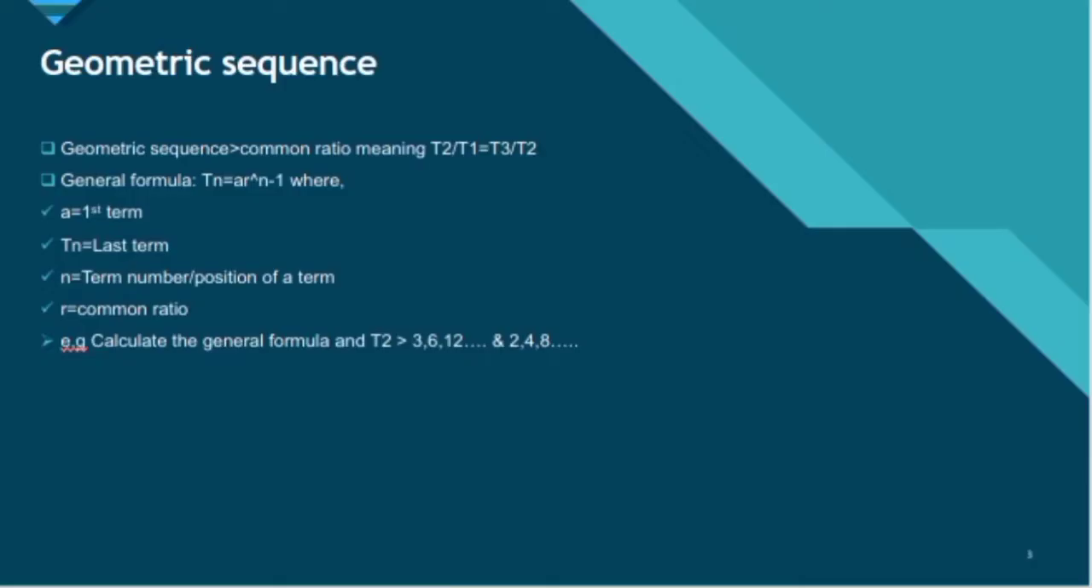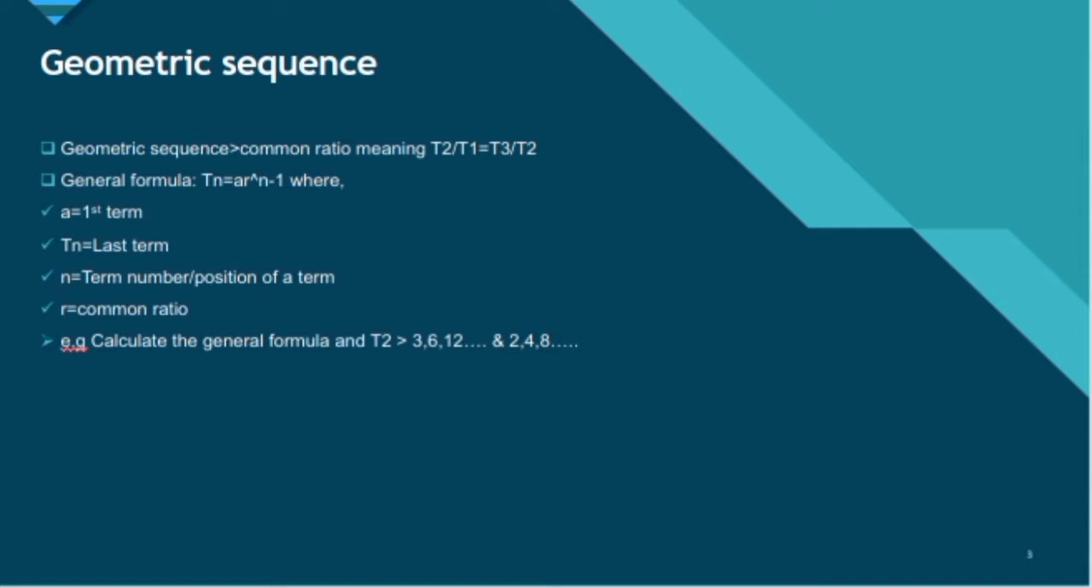How do you recognize a geometric sequence? You recognize a geometric sequence by the common ratio. When you divide term number 2 by term number 1, or when you divide term number 3 by term number 2, you must get the same number, meaning you have the common ratio of that sequence.